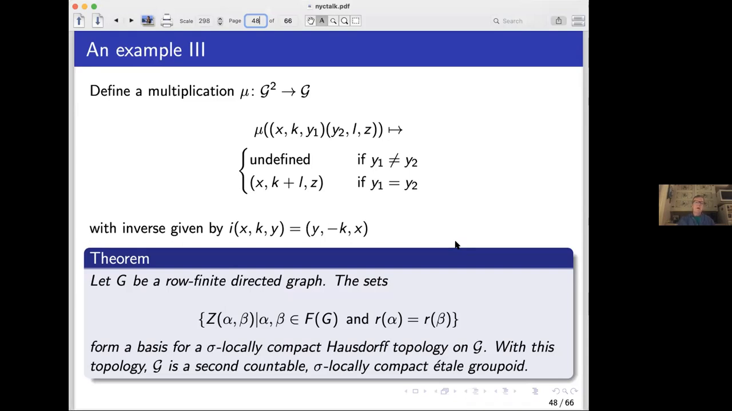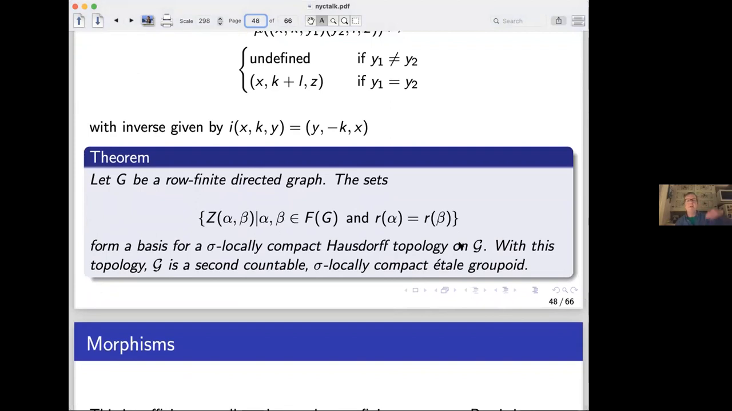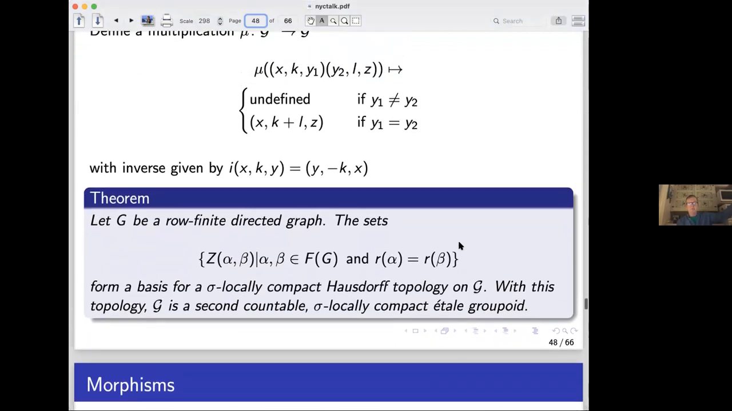Okay. And here's the theorem. If you give it the topology as I described up 2 slides, then this is a sigma locally compact Hausdorff topology on G. And so we can apply our ideas from finiteness spaces to this topological groupoid and thereby get a ring.